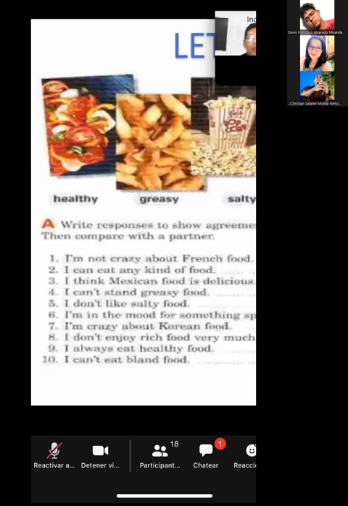Number 10, I can eat bland food. Sorry, what number? Number 10, I can eat bland food. So will I. Yes.